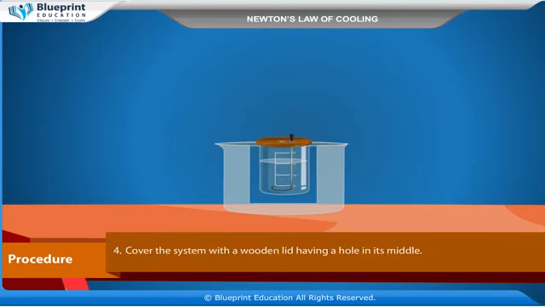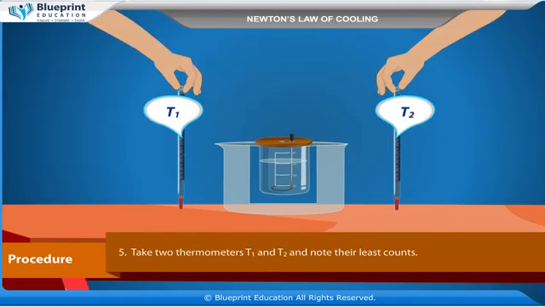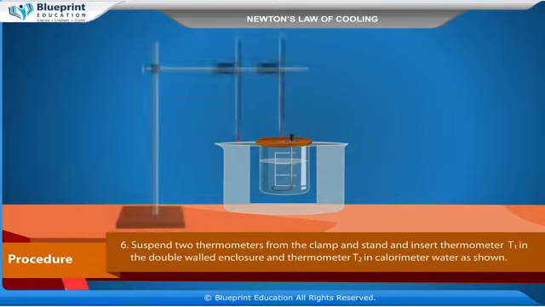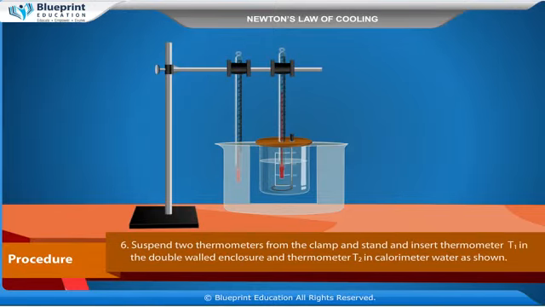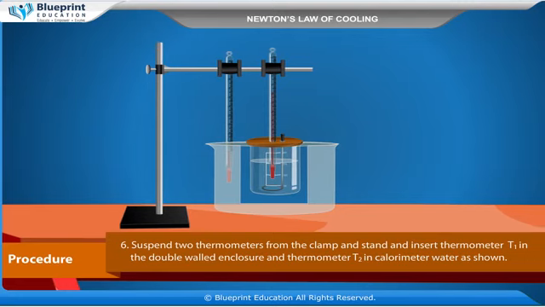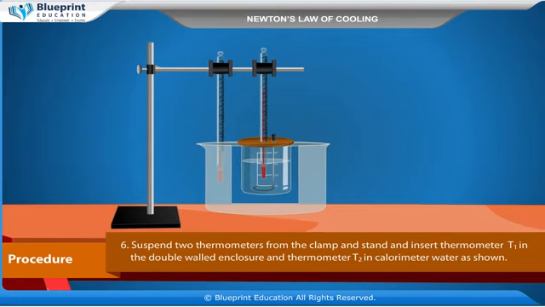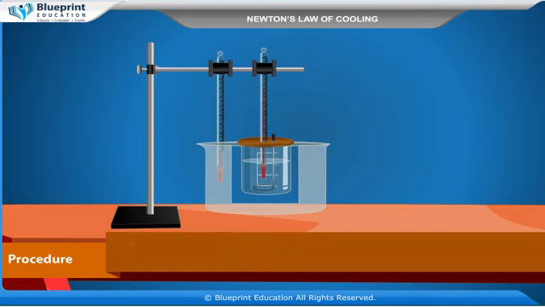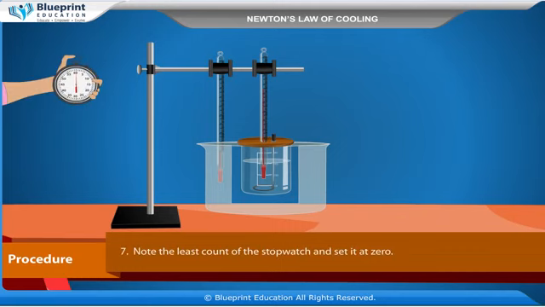Cover the system with a wooden lid having a hole in its middle. Take 2 thermometers, T1 and T2, and note their least counts. Suspend the 2 thermometers from the clamp and stand and insert thermometer T1 in the double-walled enclosure and thermometer T2 in the calorimeter water as shown. Note the least count of the stopwatch and set it at 0.